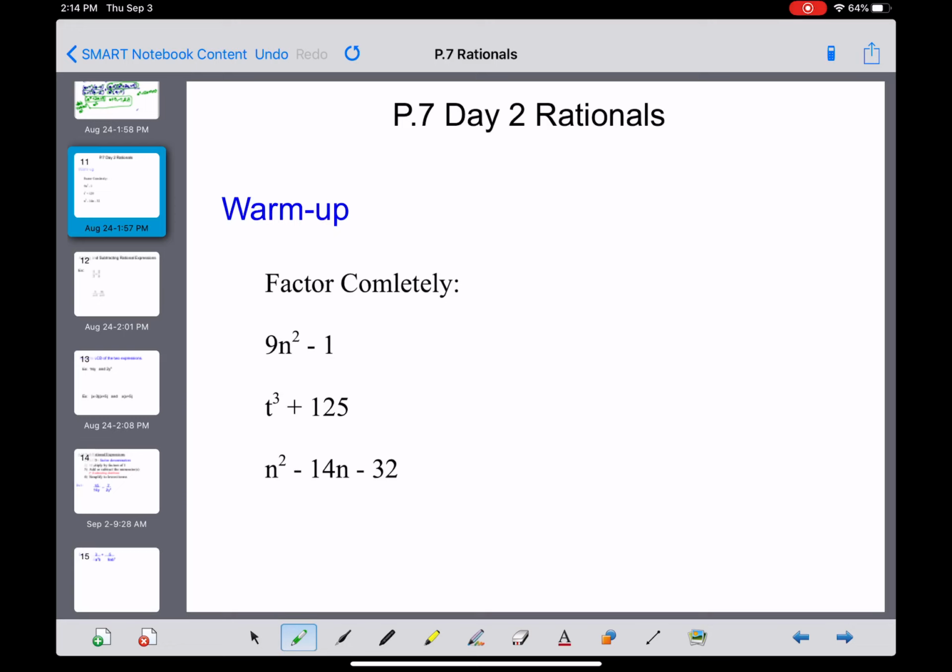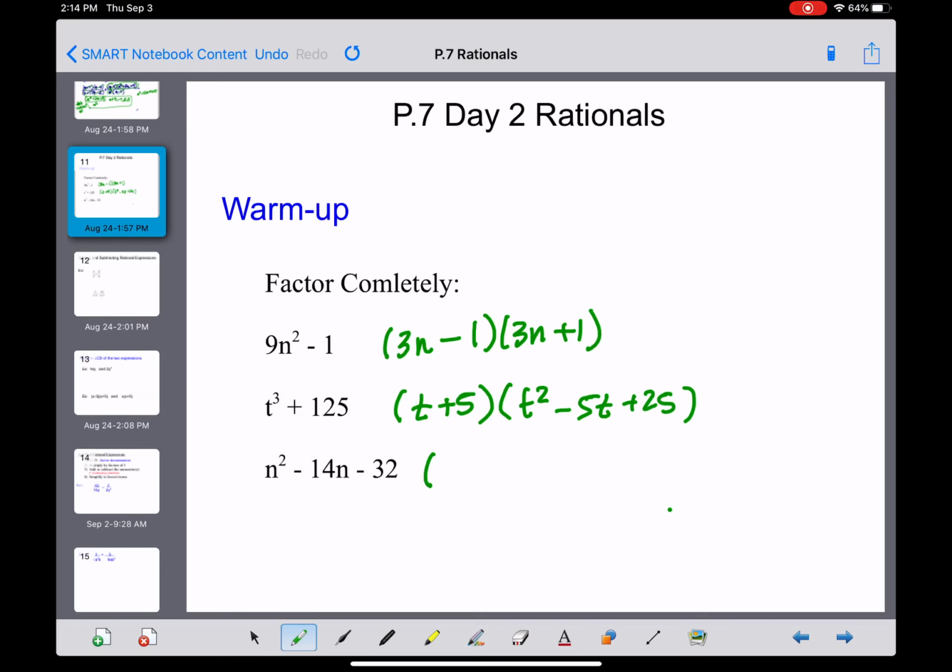Okay. So now, sorry, this is a little typo there. It should say completely. Go ahead and factor those. You should have a difference of squares here. And this is a sum of cubes. And this one is just a normal quadratic.